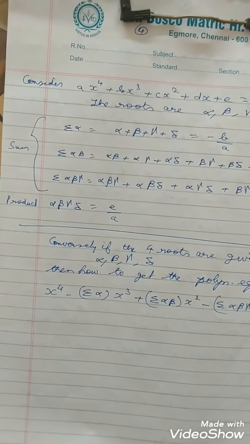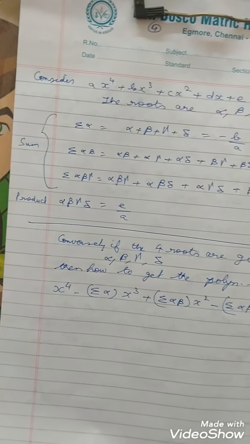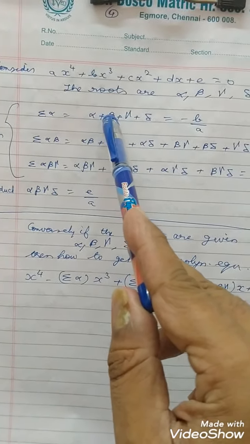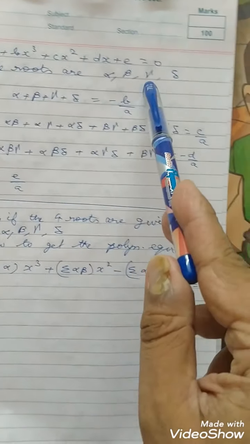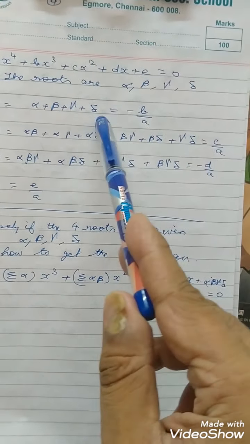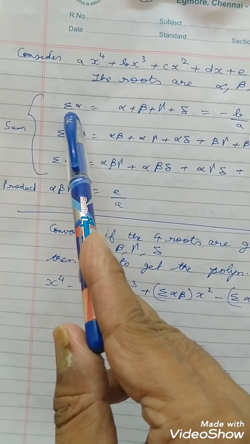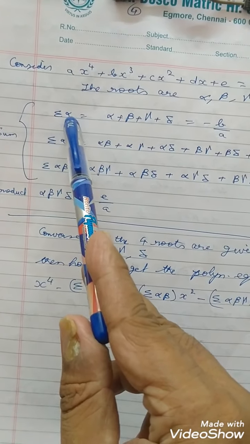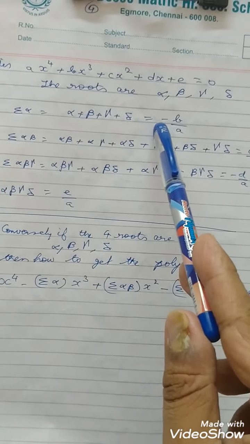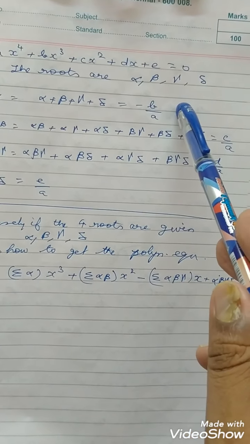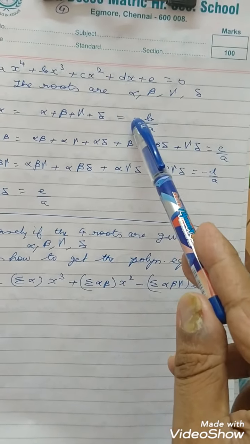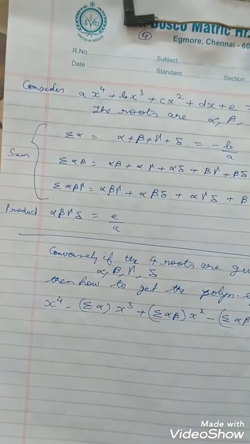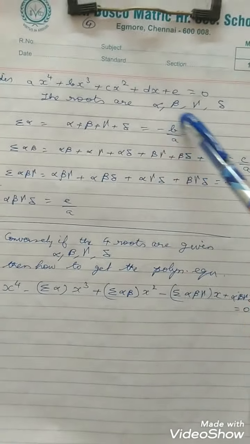Instead of a cubic equation, you have right now a biquadratic equation where the power is 4. So the first step is the sum of the roots: alpha plus beta plus gamma plus delta, which your shortened form of writing is summation of alpha, which means summation of the roots. And that's going to be equal to minus b by a. Same concept, same way you're doing it: minus the coefficient of x cubed divided by the coefficient of x power 4. These things will remain the same.